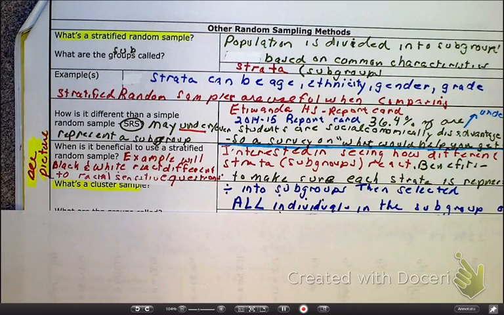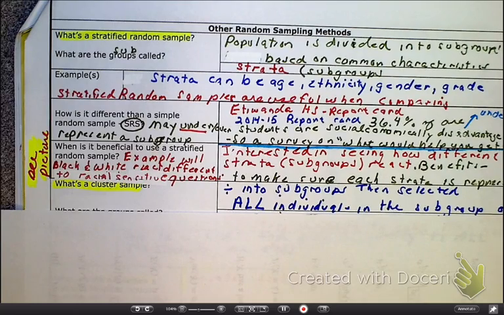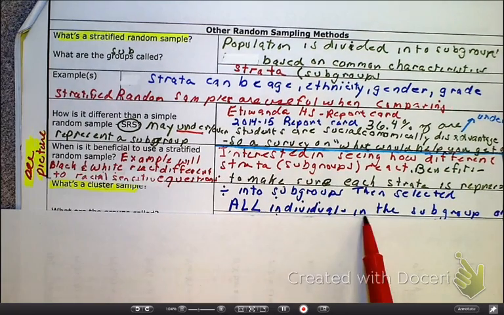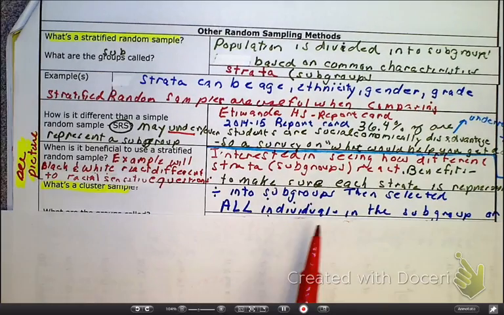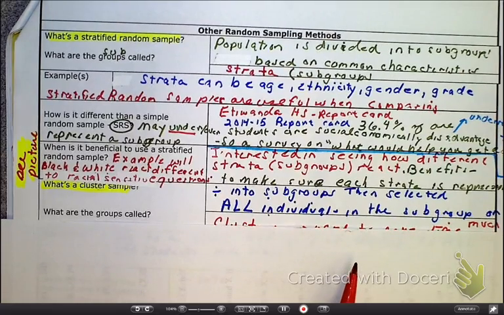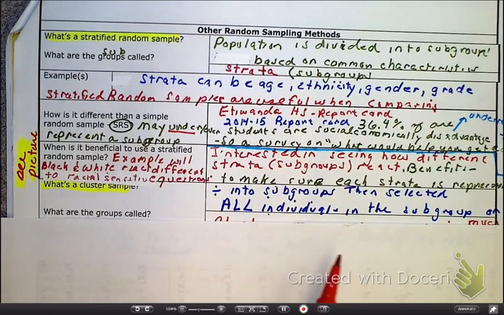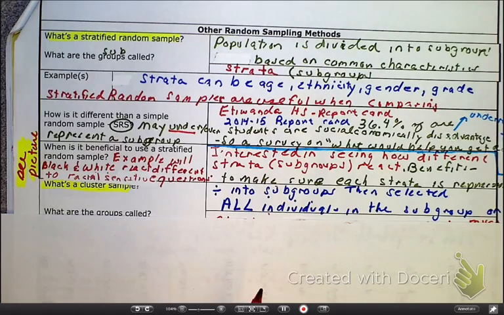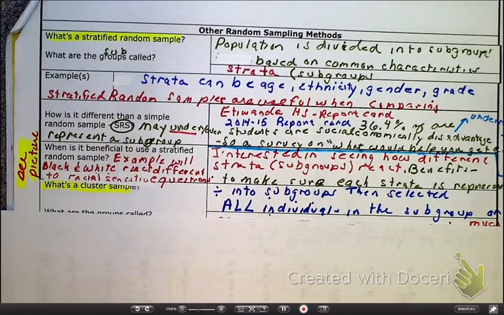Now here's another type of random sampling technique, and it's called cluster sampling. Like a strata, you divide it into subgroups, but this is the difference. All individuals of that subgroup are chosen. So all the people in the subgroups are chosen. Let me show you a drawing.